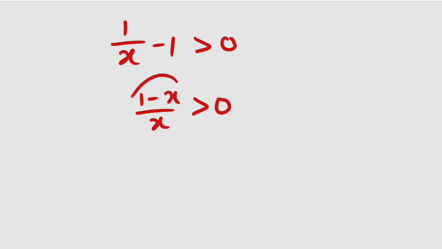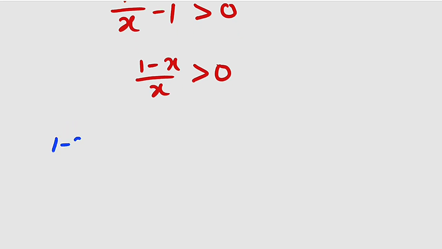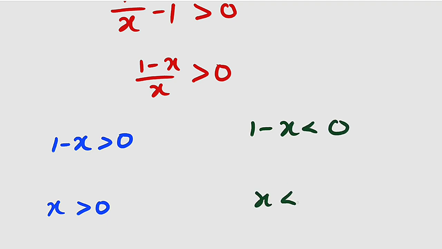So on what condition would this fraction be positive? If the top is positive and the bottom is positive, the output will be positive. And if the top is negative and the bottom is also negative, negative divided by negative will still be positive. So these are the two conditions. So if the top, which is 1 minus x, is positive and the bottom is also positive, we'll get a positive result. At the same time, if the top, which is 1 minus x, is negative and the bottom is also negative, if you divide negative by negative, you get positive.